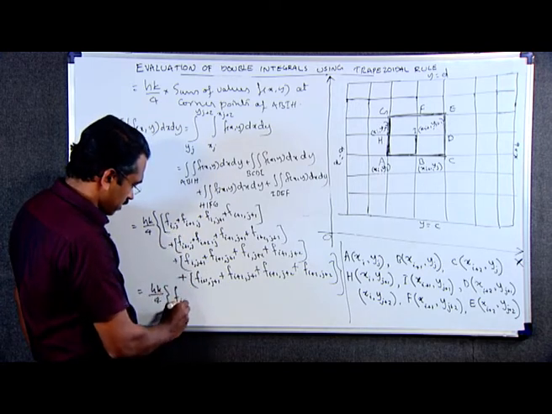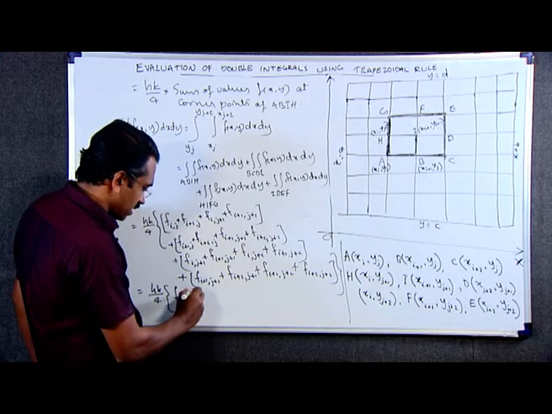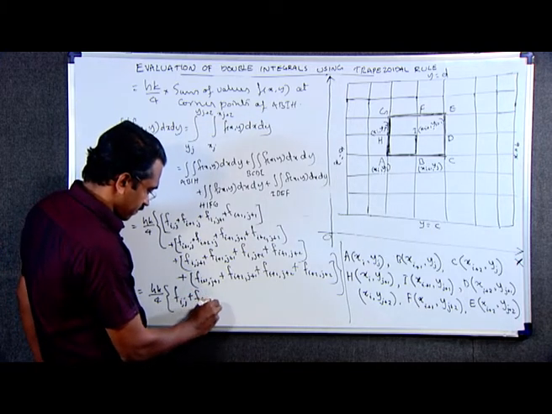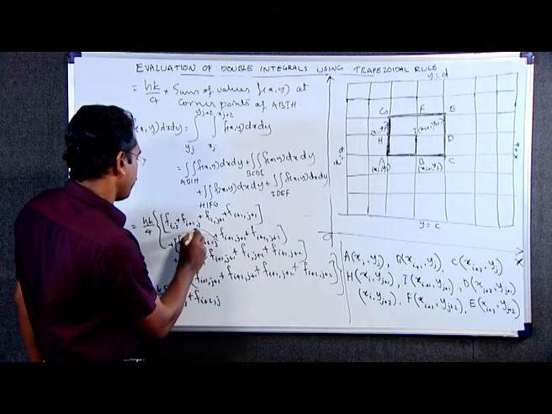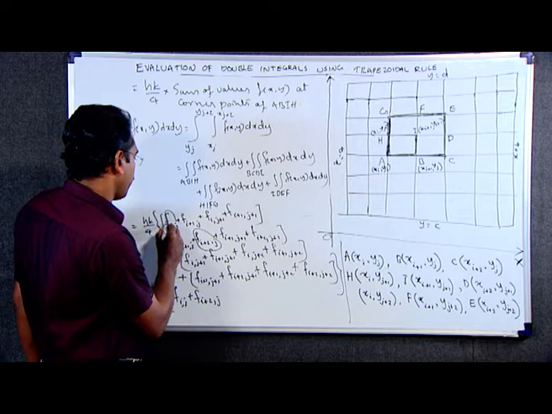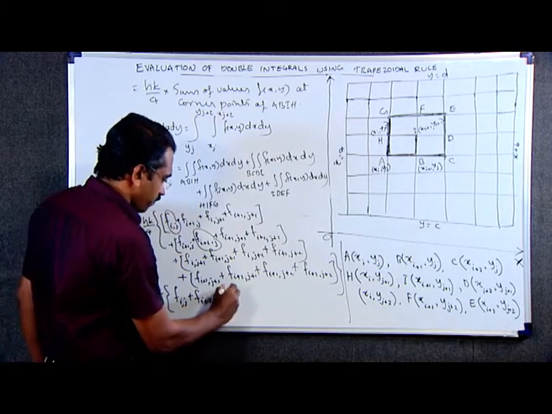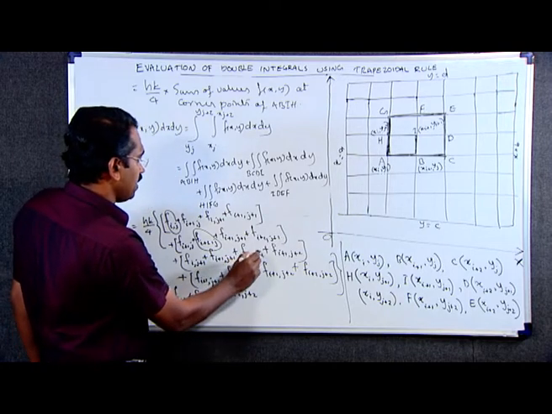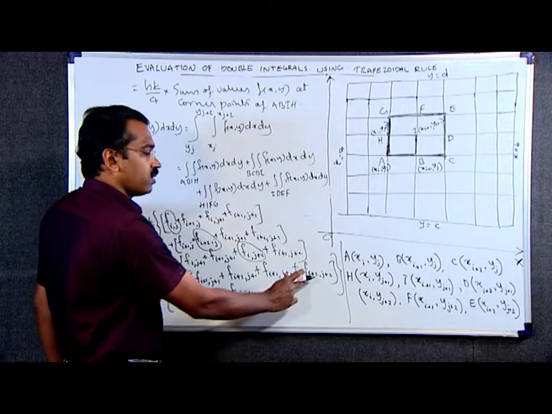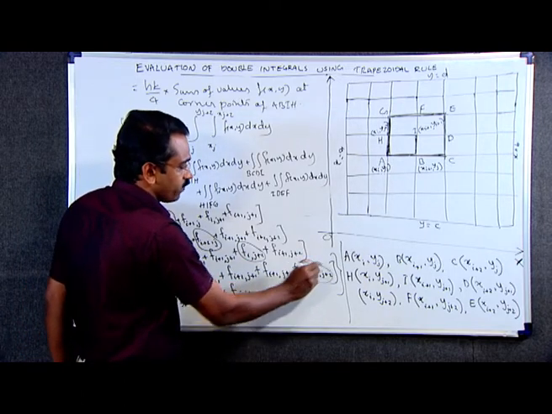plus f i plus 2 comma j, this is the term, plus f i j plus 2, this is the point, and f i plus 2 j plus 2.